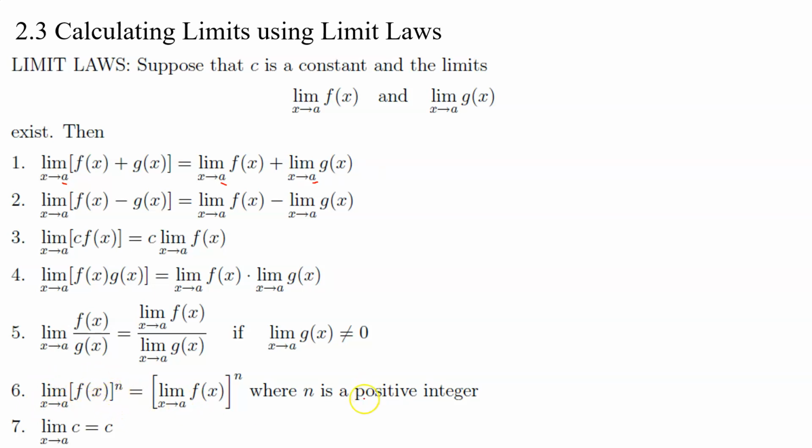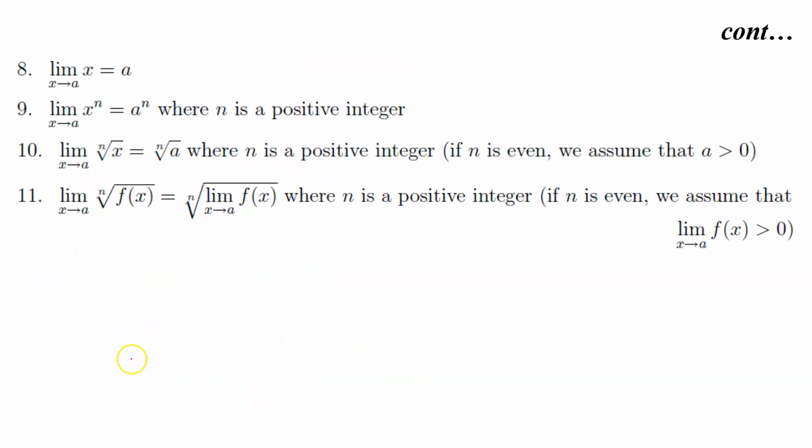Okay, when n is a positive integer. And when you have limit c, when x approaching a and c is actually a constant, you will get the constant back. For example, limit 3 when x approaching 0. So you will get the answer as 3 again, because that one is just a constant, so you get the answer back as a constant.